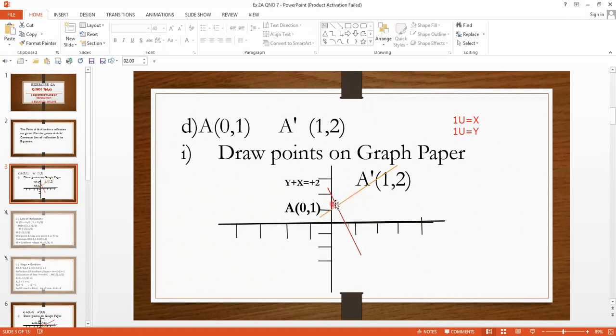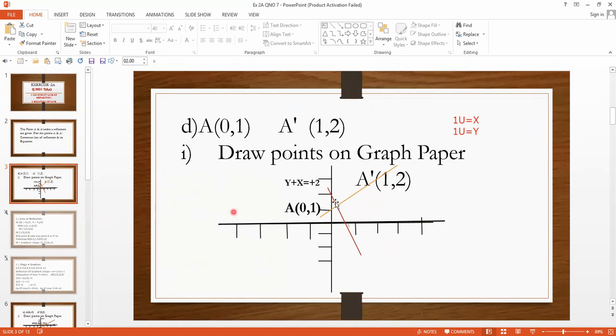So the second point is this. Look here, look at this brown line. The first point is this, 0 and 1, and the second point is this, x-axis 1 and y-axis 2. So I have to take 2 points, A and A prime, and I have to show it with this brown line. Clear? Now we come to the second step. First, we drew the points on the graph paper. And what is our second step?